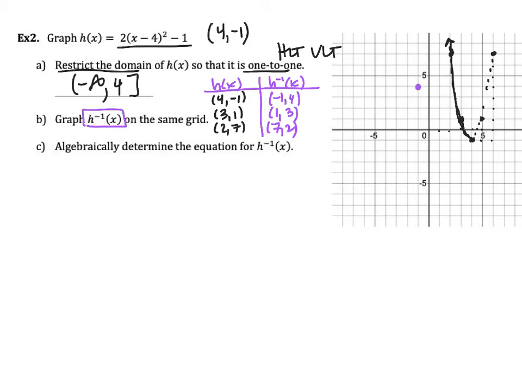I would get 1, 3, and I would get 7, 2. And so here is the parabola. And you can see if I graphed the y equals x line, that purple and black graph would be reflective over this line. And if I folded it down this line right here, the y equals x line, the purple and black would lie right on top of each other.